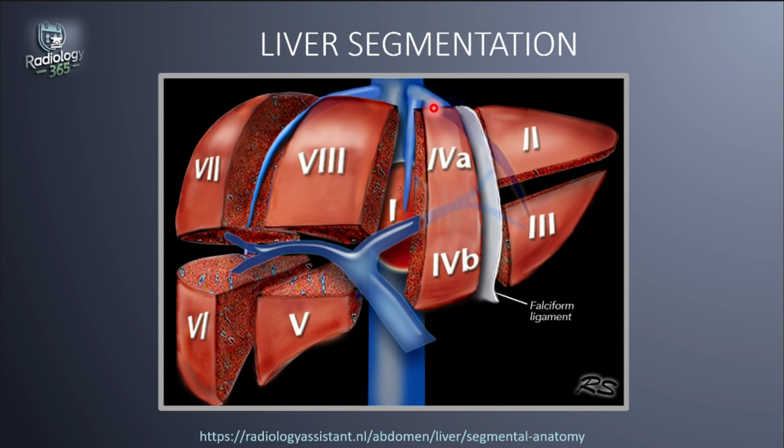The hepatic veins, that's the right, the middle, and then the left hepatic veins, run in between the segments and drain directly into the inferior vena cava, which we have already stated. And this makes them great landmarks on axial imaging when you are trying to identify the segmental borders.